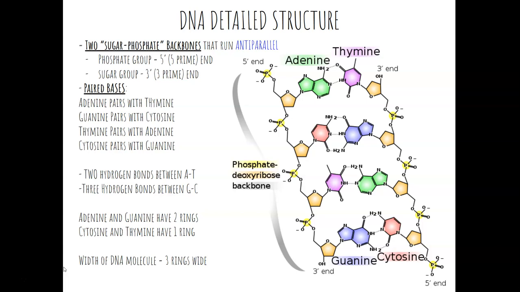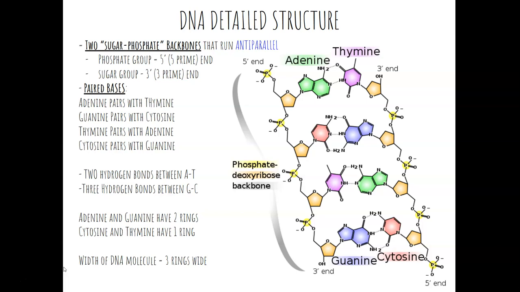So these strands are actually running what we call anti-parallel. So they're facing opposite directions. And this is quite important for the cell's machinery because enzymes that are involved in the making of DNA or the reading of DNA have an orientation to them, and they read in particular directions.